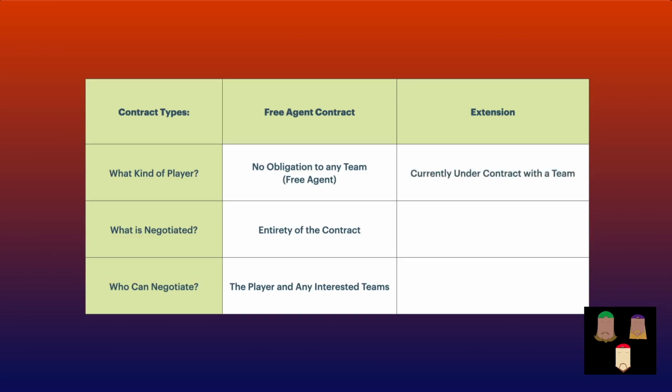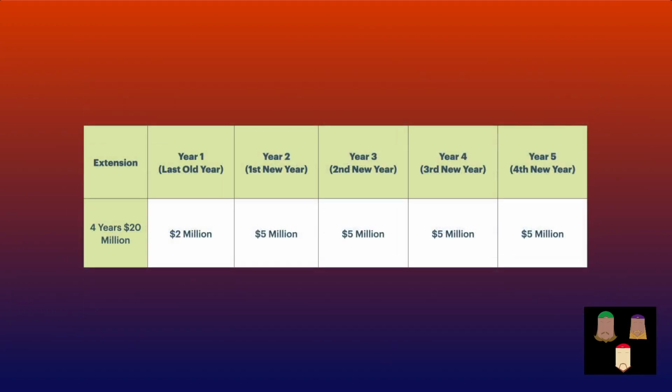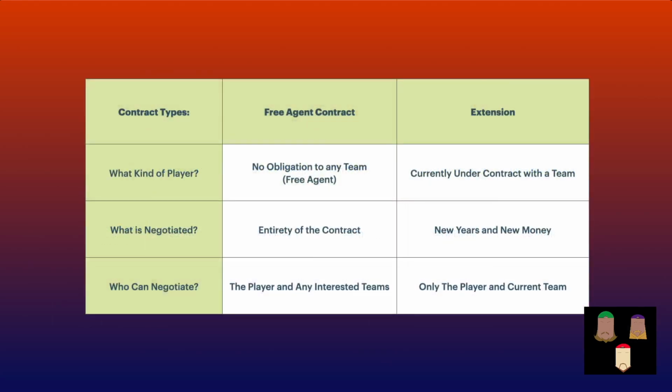An extension is a contract signed by a player with the same team that he is currently under contract with. These contracts are negotiated based on the future. If a player signs a 4-year extension worth $20 million, but still had 1 more year remaining for $2 million from his old contract, he is now under contract for 5 total years, for a total of $22 million. A player in this situation can only negotiate with his current team.